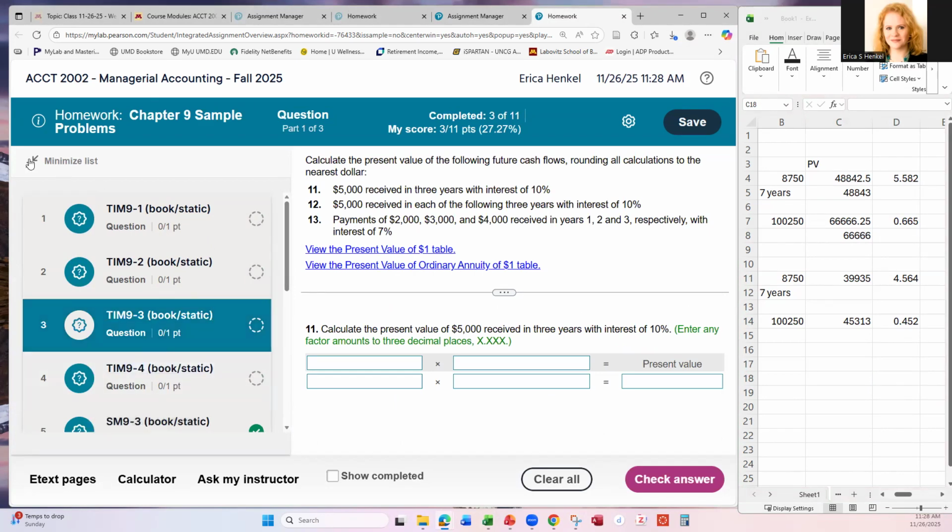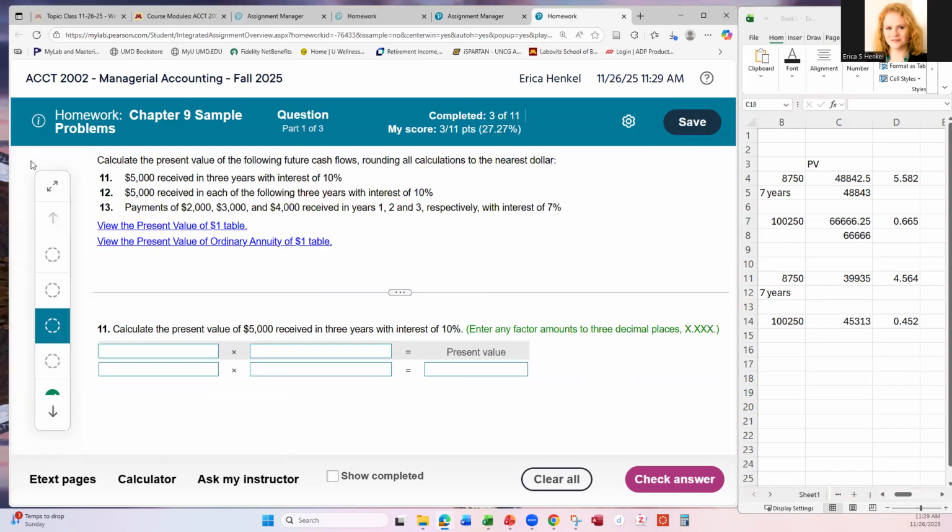Okay, so let's do problem number 3 then. And then I think we'll wrap up after problem number 3. So this is just another time value of money example here. Calculate the present value of $5,000 received in 3 years with interest of 10%. So go ahead and take a second and do this.